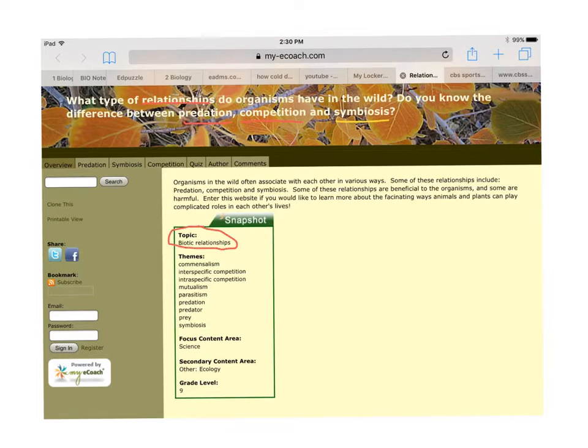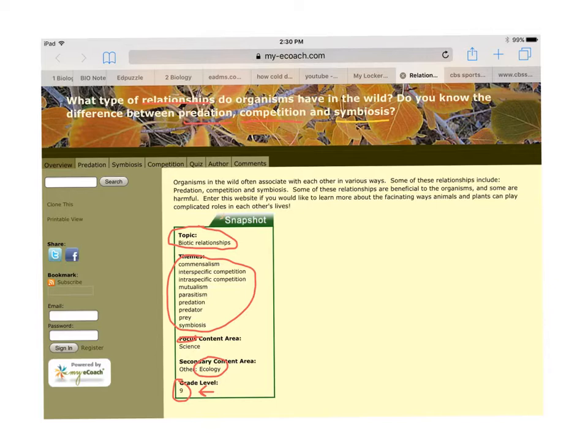Biotic means living, so relationships between living things in the wild. Here are my themes. Commensalism, the two types of competition, inter and intra-specific competition. Mutualism, parasitism, predation, the keywords predator and prey, and of course the broad term of symbiosis. My focus is obviously science, and to be more specific, biology, and even more specific, ecology. I got grade level 9 right here, but I teach 9th through 12th graders. I could not figure out how to change that number.